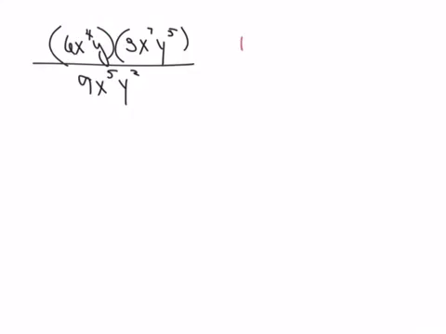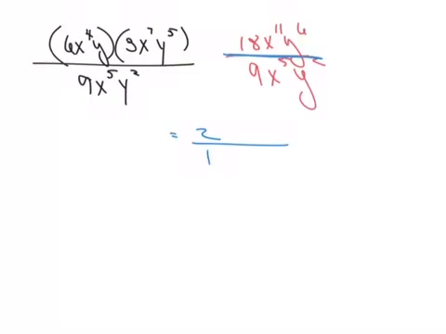So 6 times 3 is 18. X to the 4th times x to the 7th is x to the 11th. Y to the 1st times y to the 5th is y to the 6th. So we simplified into one monomial there. Now we can cross over the line here because this is simplified and this is simplified. Well, what's 18 over 9? 18 over 9 is 2. Okay. In fact, let's draw a line here. Let's keep this line right there.